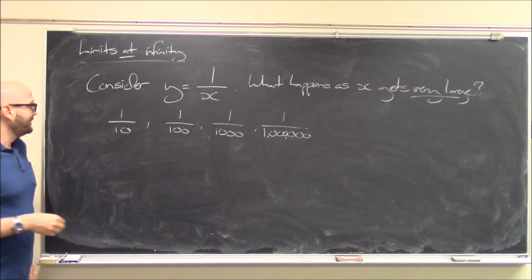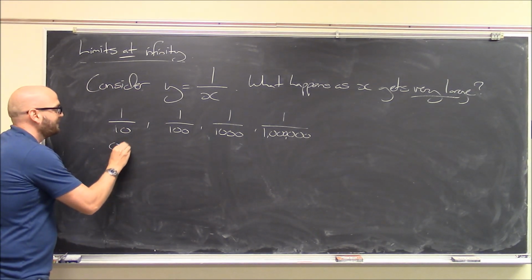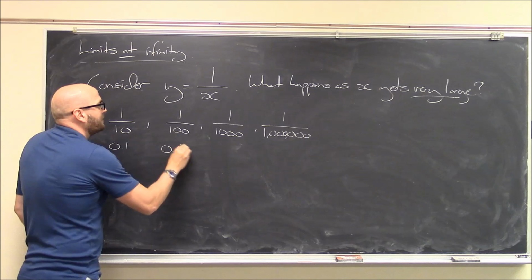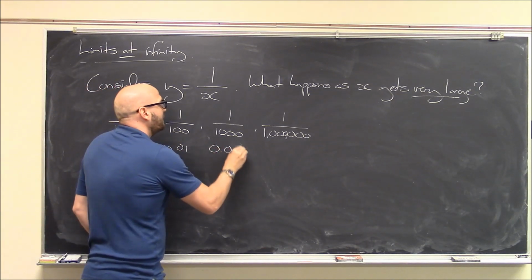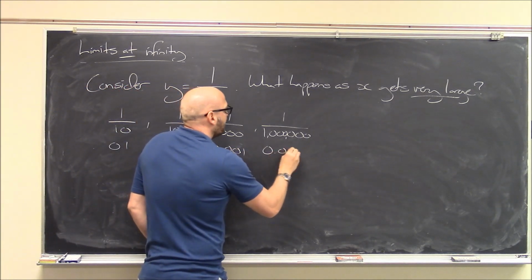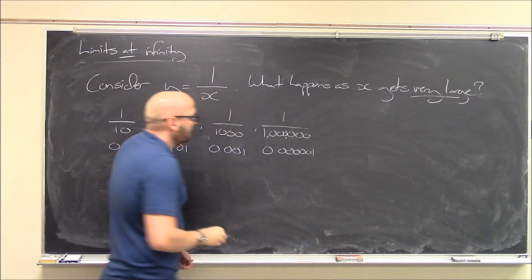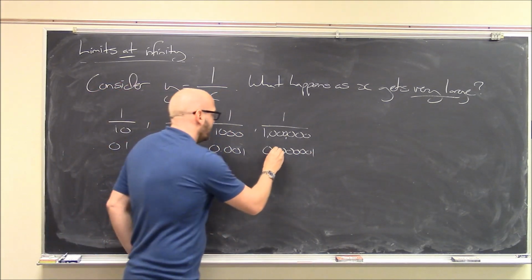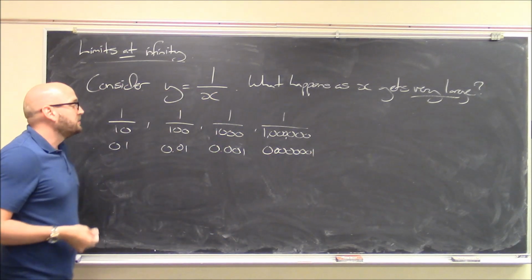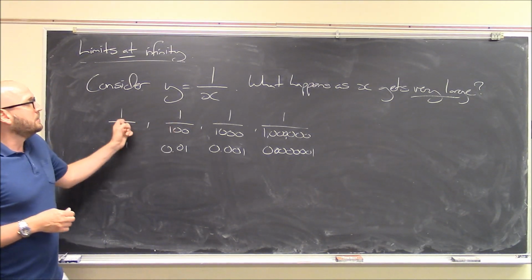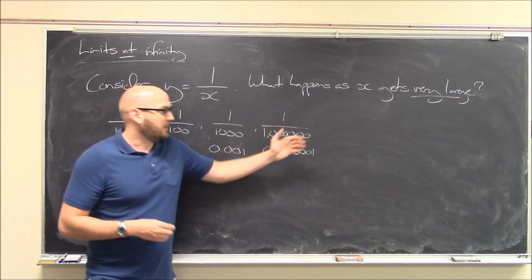What is this doing? Well, 1/10, if you want to think of it as a decimal, is 0.1. This is 0.01. This is 0.001. This is 0.00000001. Do I have enough zeros there? I think I need an extra one. In any case, the trend is clear: as x gets bigger, my function is getting smaller and smaller.